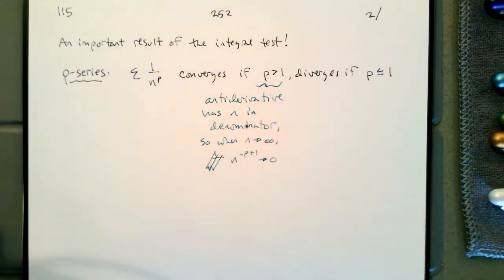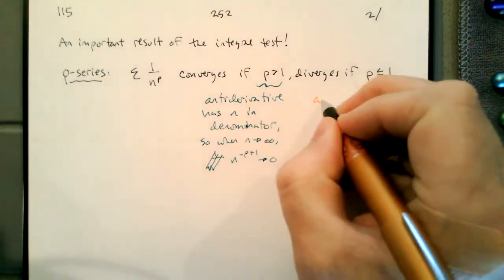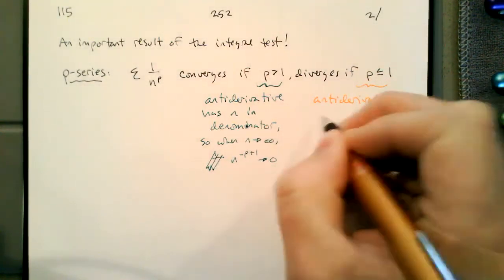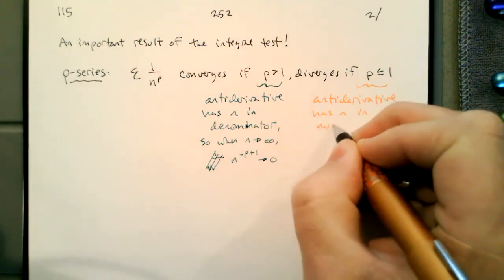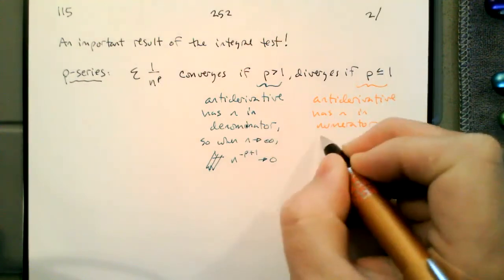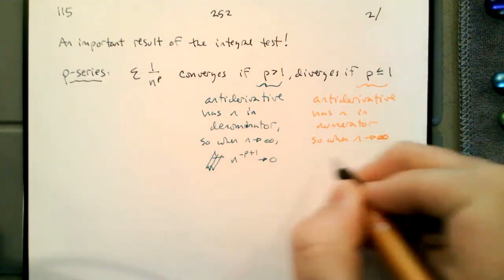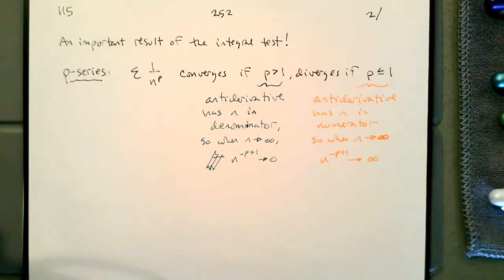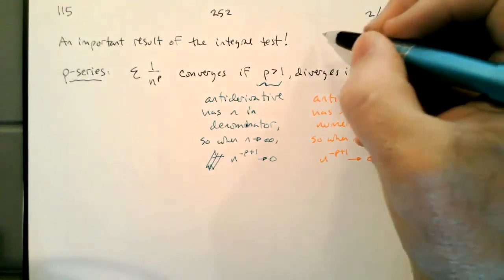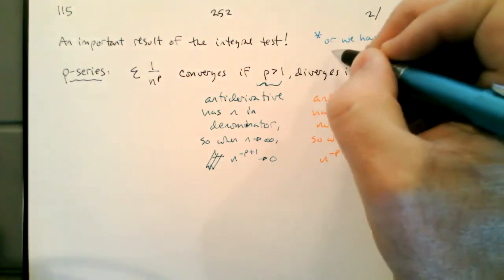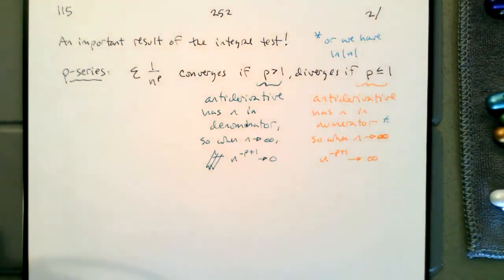And the p-series diverges if p is less than or equal to 1, because the antiderivative will have an n in the numerator. If p is less than 1, then when we add 1 to the exponent, the n will end up in the numerator. So in this case, the antiderivative has an n in the numerator. So when n goes to infinity, the n to the negative p plus 1 goes to infinity as well. Or we end up with a natural log. And the natural log still goes to infinity as n goes to infinity.